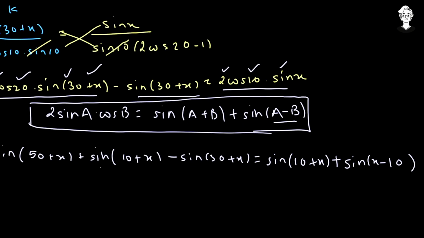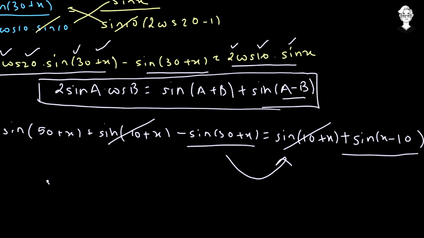So now we can see that sine of 10 plus x from both sides got cancelled out. I can shift sine of 30 plus x, as it is negative on that side, and bring this on this side. So what we will have is sine of 50 plus x minus sine of x minus 10, and that would be equal to sine of 30 plus x.